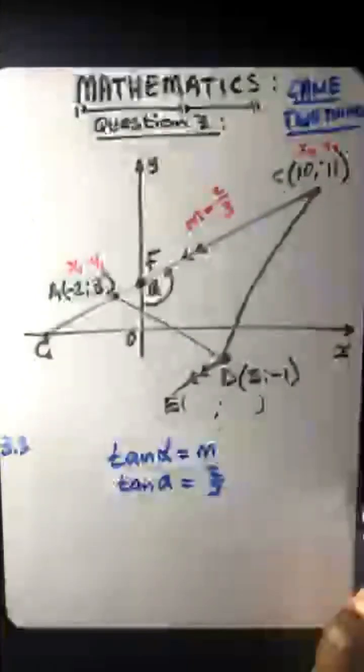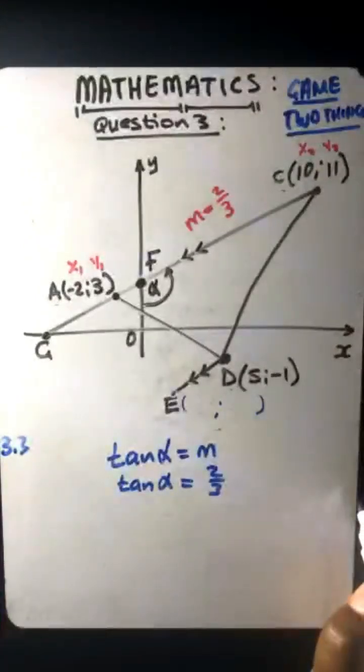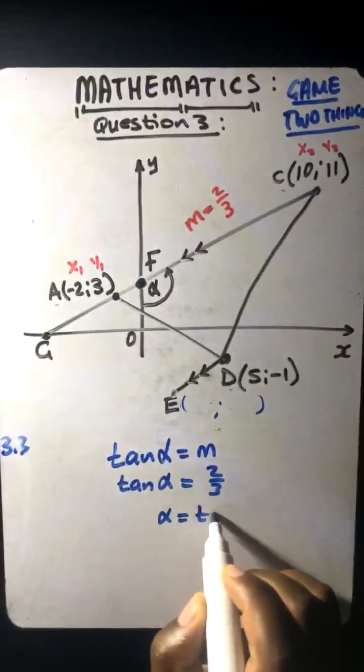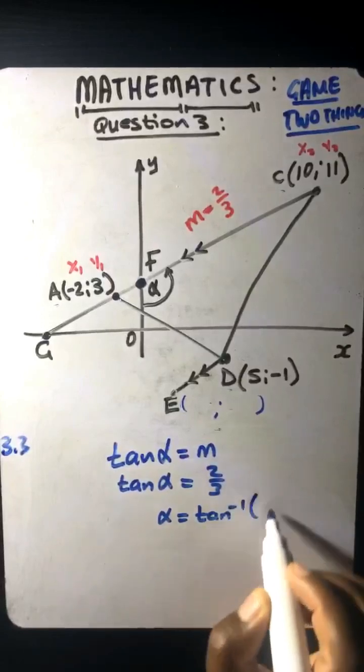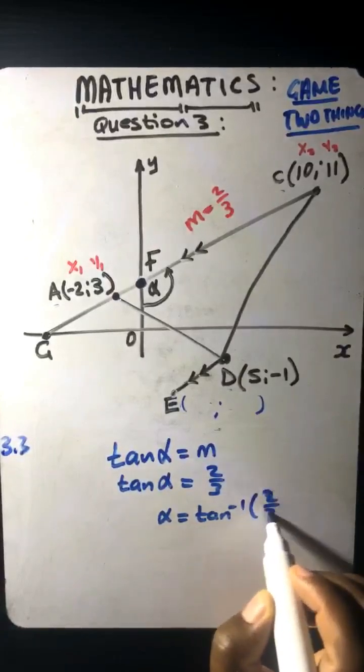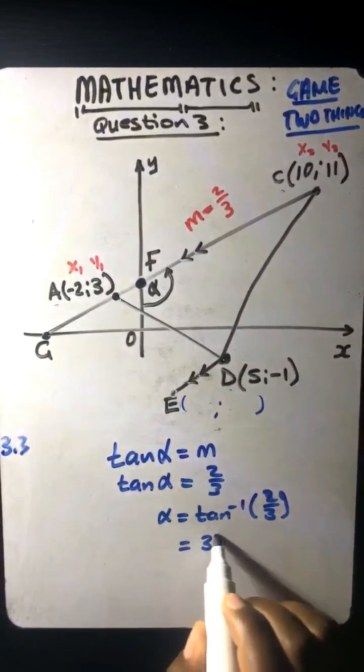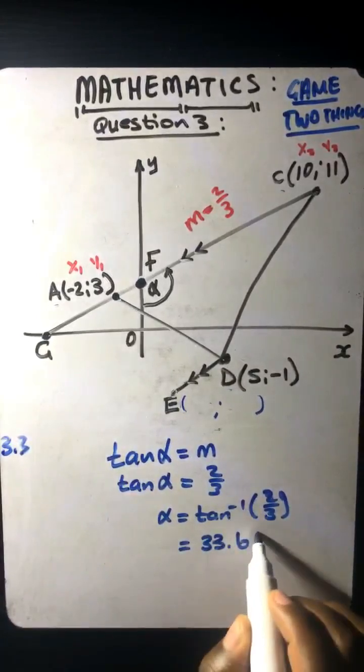Yes, and then I'll shift the tan to the other side. Yes, this is what you mean, isn't it? Yes, this is what I mean. Mm-hmm. And I got 33.69.